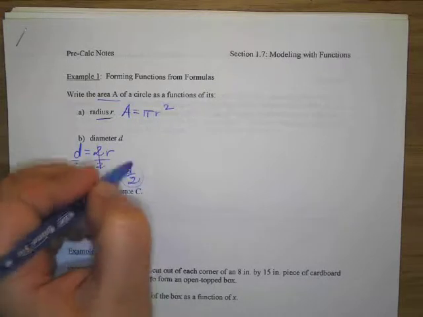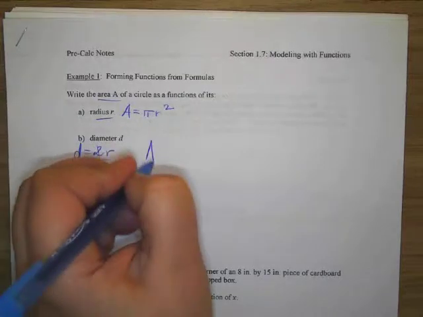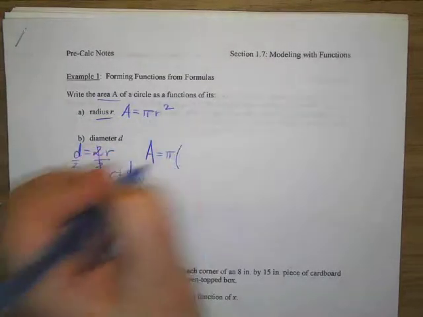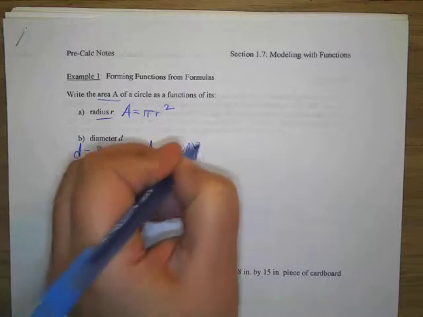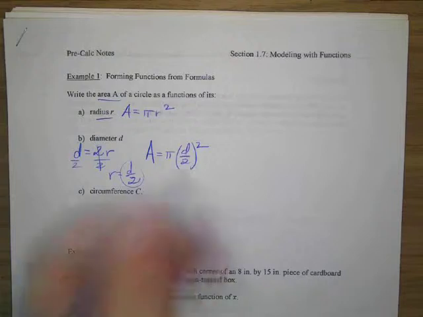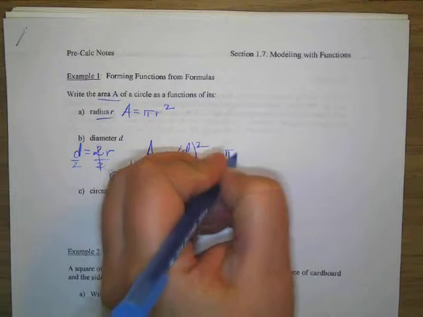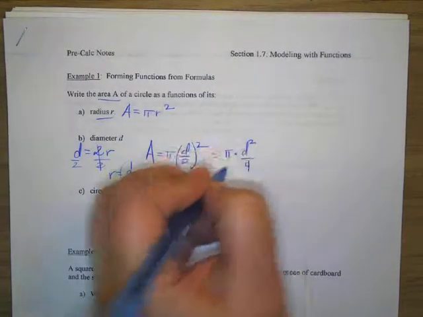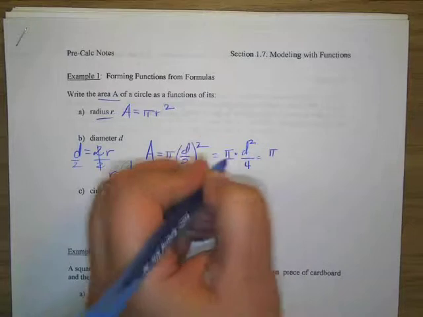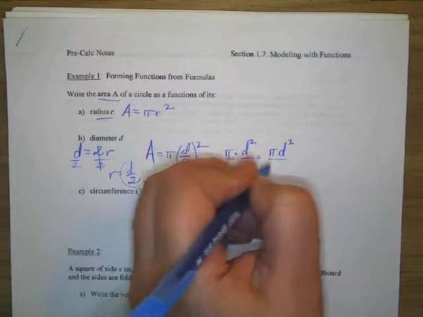So now I can use this with my area equation. So area is going to equal pi times diameter over 2 squared. And we're going to simplify this a little. Are you okay with that substitution? Mm-hmm. So what's d over 2 squared? D squared over 4. And I'm going to, can you think of this as, because it's like over 1, so multiply, right? So that'd be pi d squared over 4.